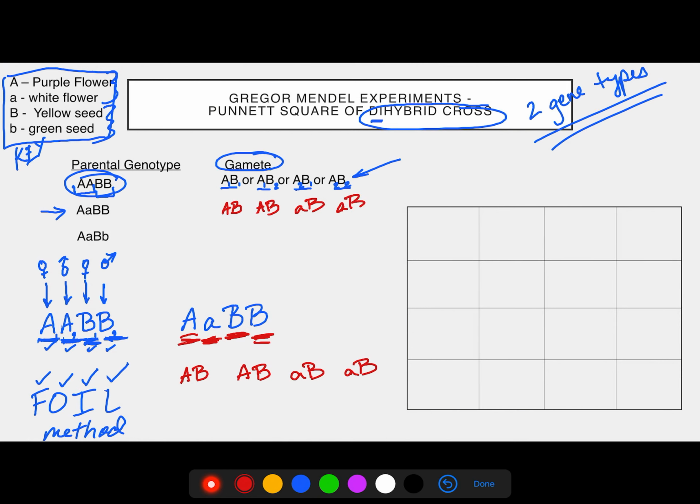So why don't you try doing the FOIL method for this one and see if you can follow the same pattern. When you get that done, or pause it if you want to, we can come right back. Okay, so hopefully you figured that out. Let's write our answers here and see if they match.